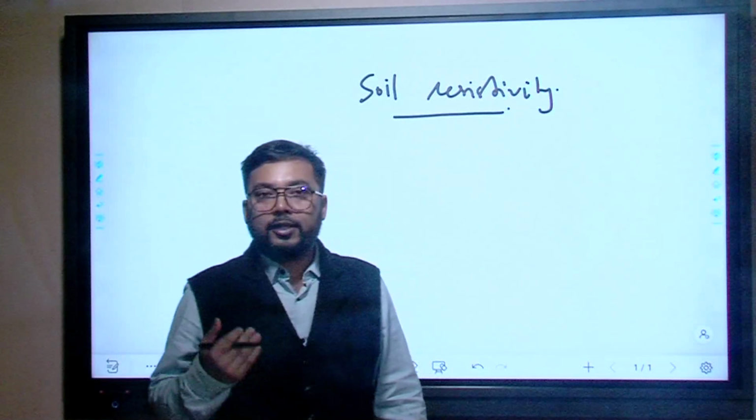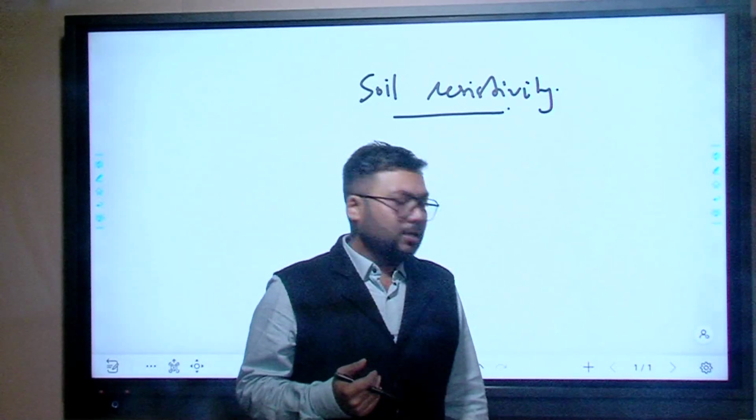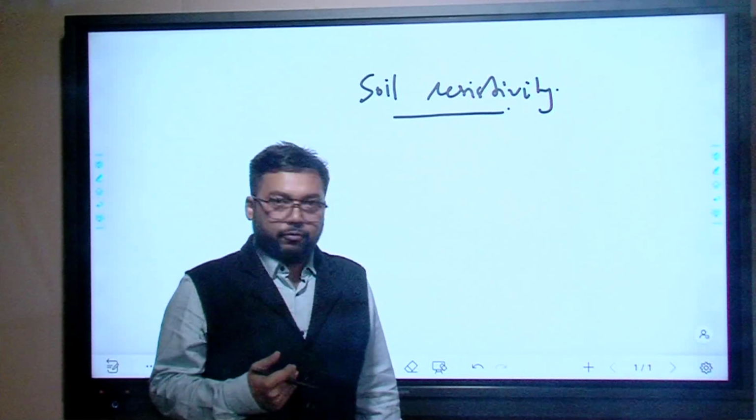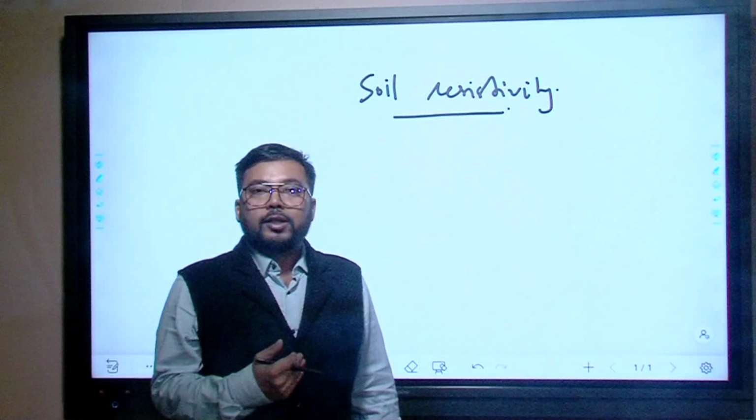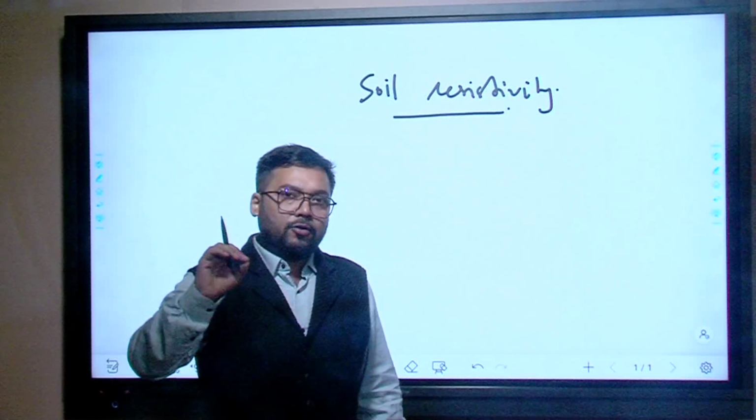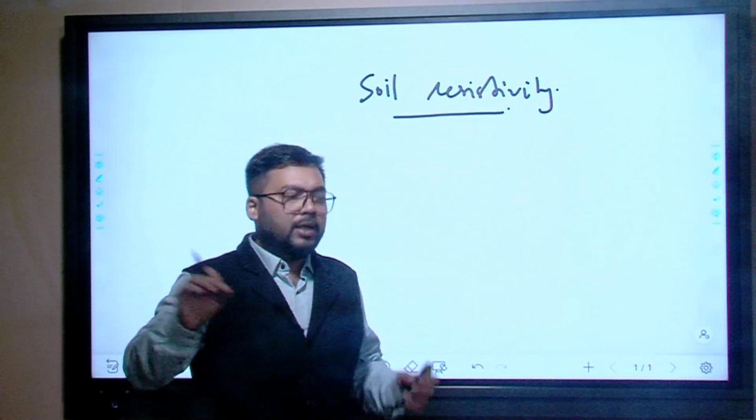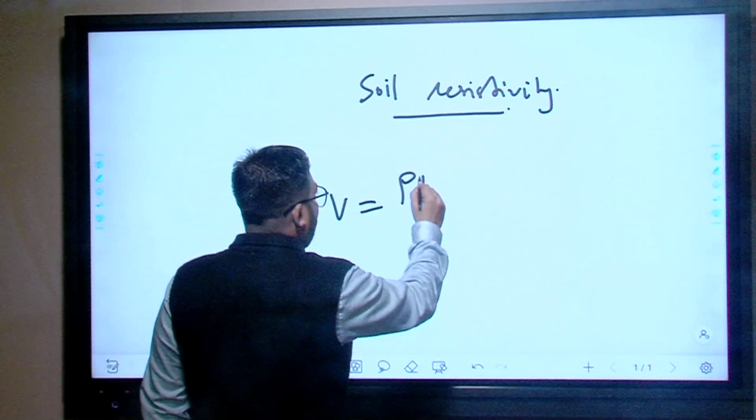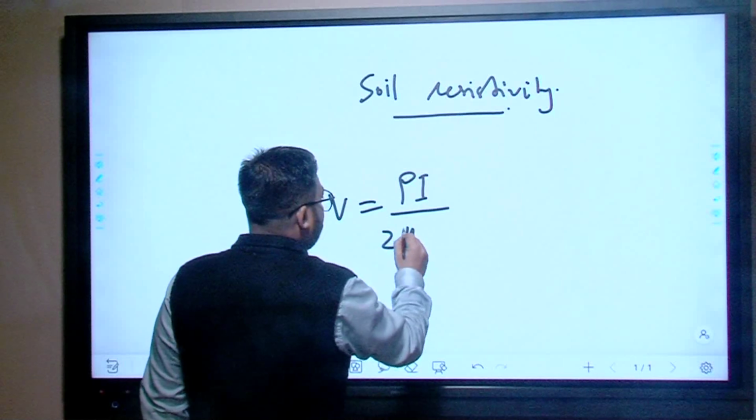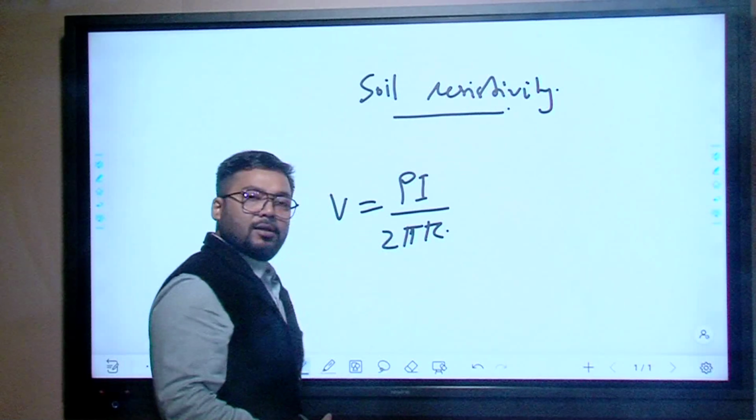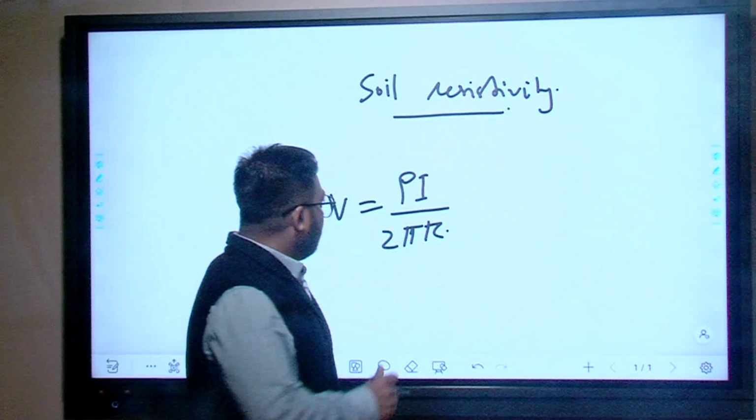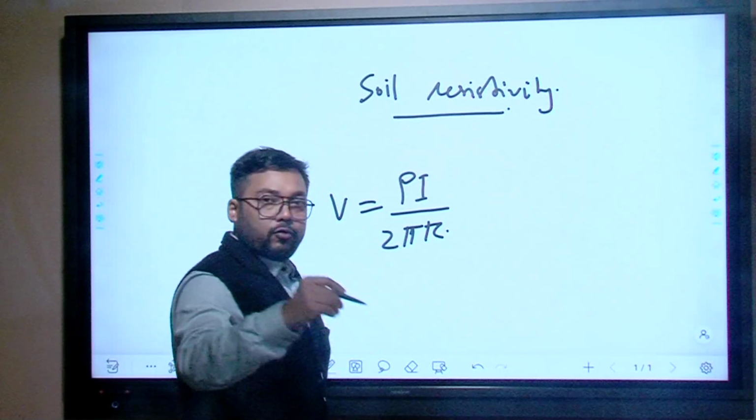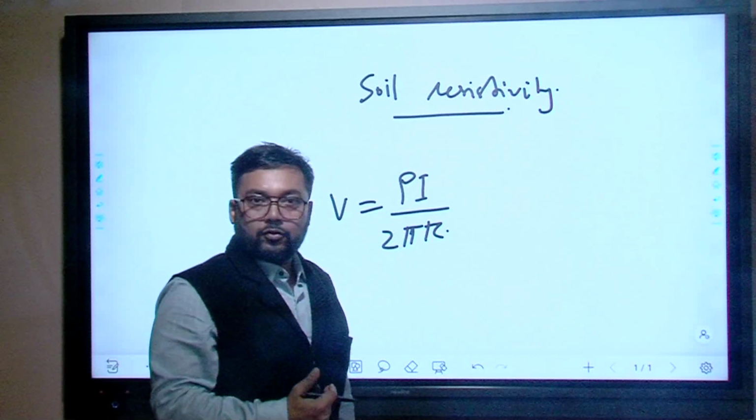So let's now complete the derivation of the soil resistivity, and let's see how we can arrive at the desired formula. The potential at a distance r from any point current source is actually given by V equal to rho I divided by 2 pi r. So r is the distance. Now here rho is the resistivity, I is the current flowing through the current source.